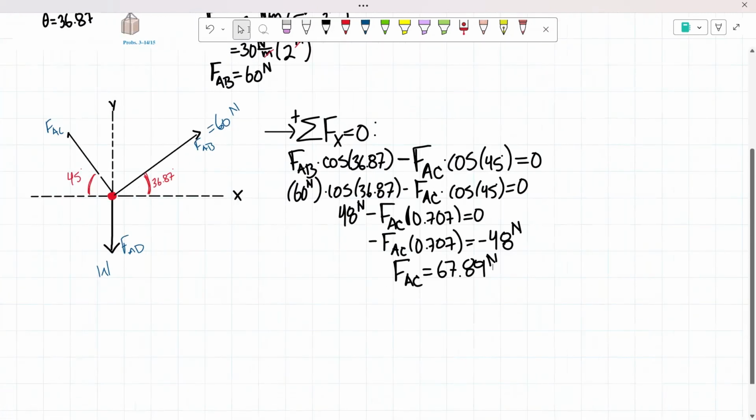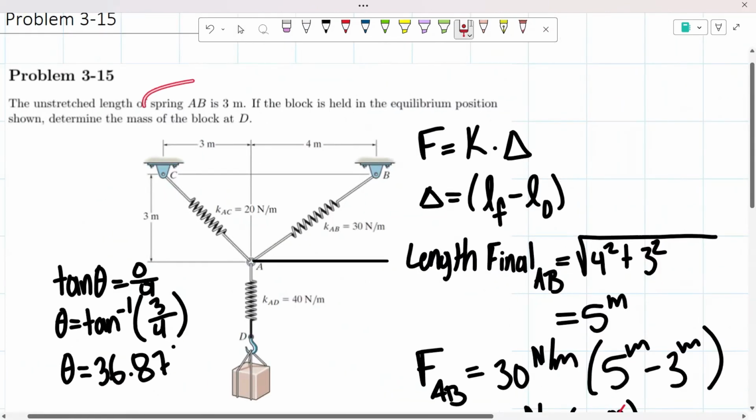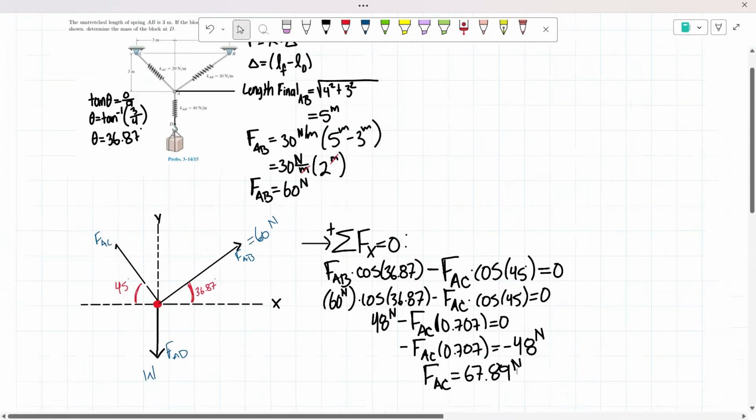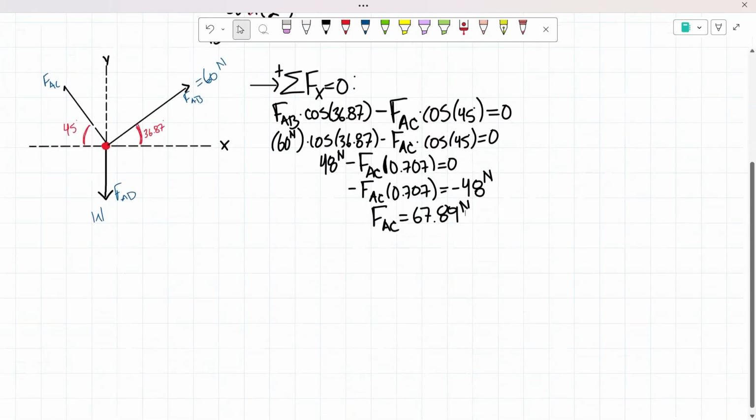So now that we were able to find the force of AB, and with that the force of AC, the most important force that we need to know is the force of AD, because we know that the force of AD minus the weight of the block has to equal 0. We first found force of AB since there was some information given to us. By finding the force of AB, we were then able to find the force of AC. And now that we know the force of AC and AB, we can now find the force of AD.